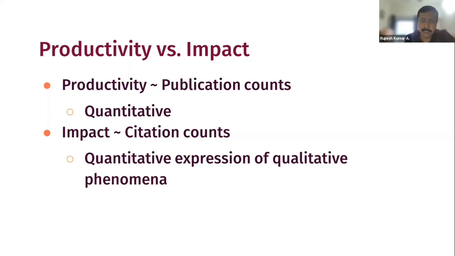Therefore, productivity refers to the capacity of a person, of an author, of a researcher to publish, measured by the number of publications already made by them. So based on the current number of publications, you measure the productivity. So count is the unit of measure of the productivity. So now we understand that productivity is purely a quantitative phenomenon.